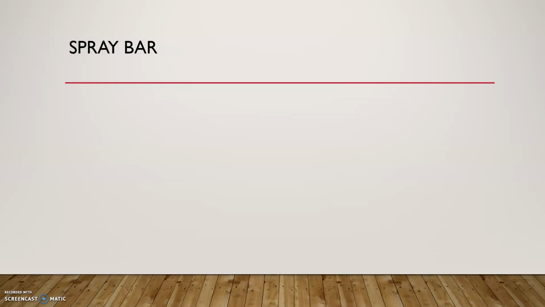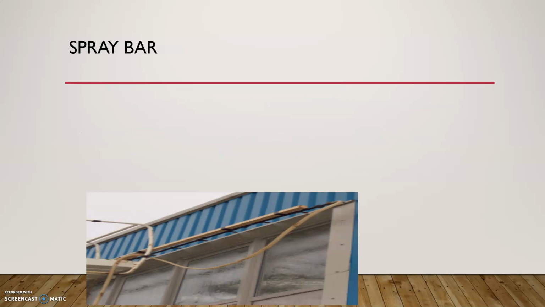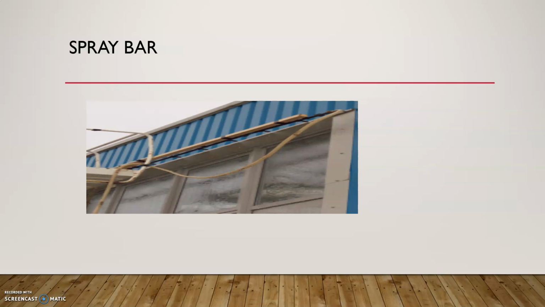Okay, the next type of testing is the spray bar test. Spray water from a pipe with nozzles at uniform intervals. Nozzles are set at 400 mm centers and 250 mm from the cladding surface, with a flow rate equivalent to 5 liters per minute per meter. It is suitable for all joints, providing water is not sprayed directly at joints. You can see there is a picture of the spray bar test.